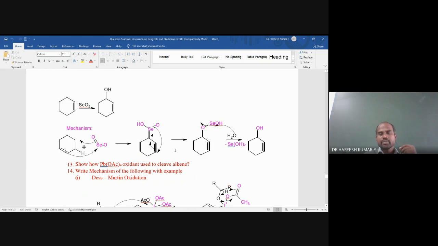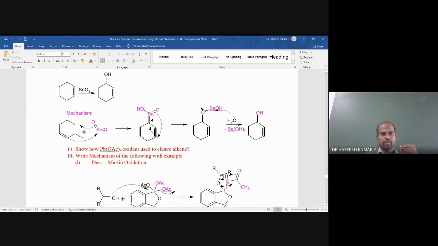And later on, what will happen? This bond pair can form a bond with this carbon, and this bond pair can move over here, and this bond pair will sit on selenium. That is how an intermediate is obtained. Now the water is attacking the selenium, converts selenium into selenium metal. Okay, it's about selenium oxidation, conversion of allylic proton into hydroxy compounds.